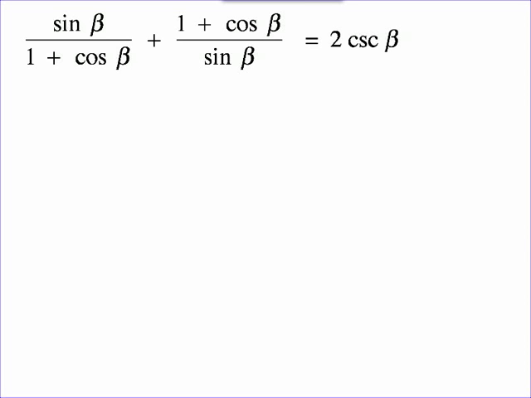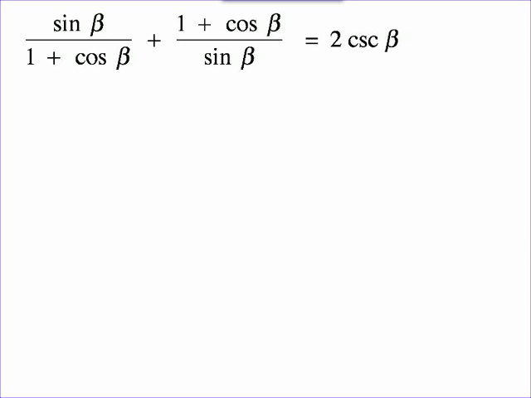So up here on the board, you notice we've got sine of beta over 1 plus cosine beta plus 1 plus cosine beta over sine beta equals 2 cosecant beta. And so then the question is, what do you do? Okay, obviously we work on the most complicated side. That was our tip. Where's the most complicated side? The left side.